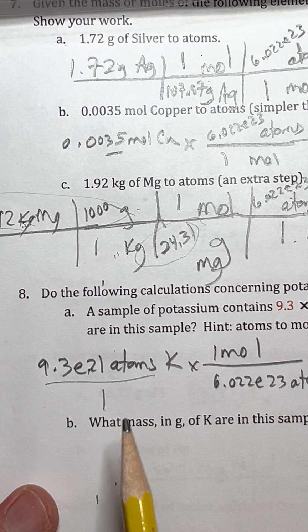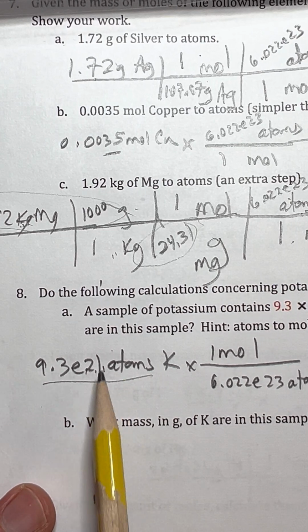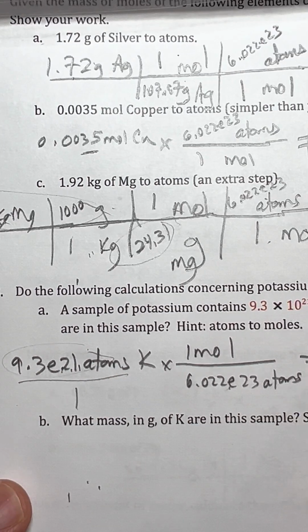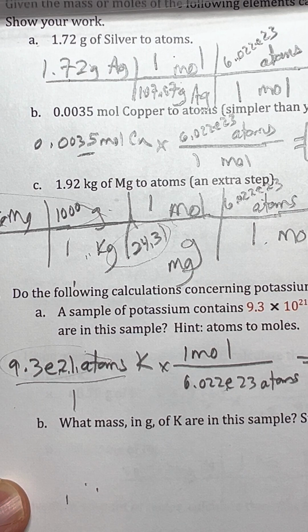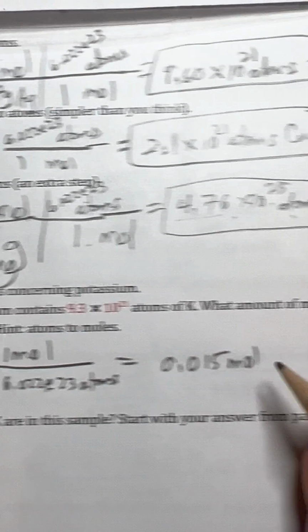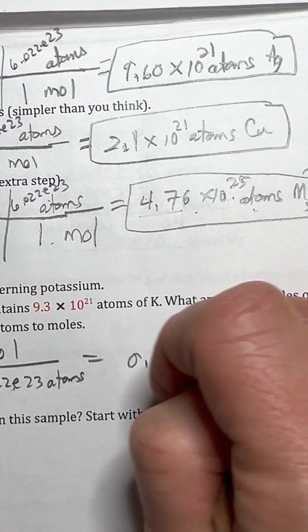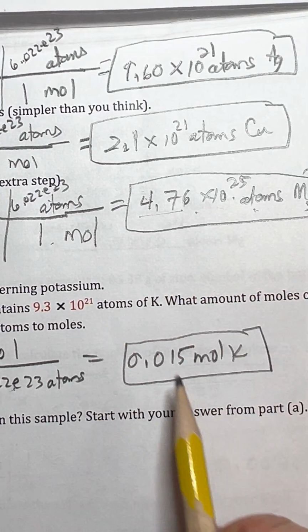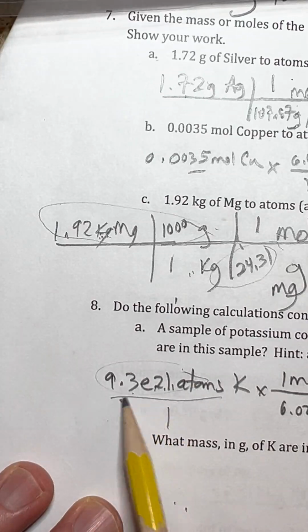So that's really over 1. Sometimes I need a visual to tell me that that one's on top. So that number divided by that number is going to give us 0.015 moles of potassium. And I had 2 sig figs because I started with 2 sig figs.